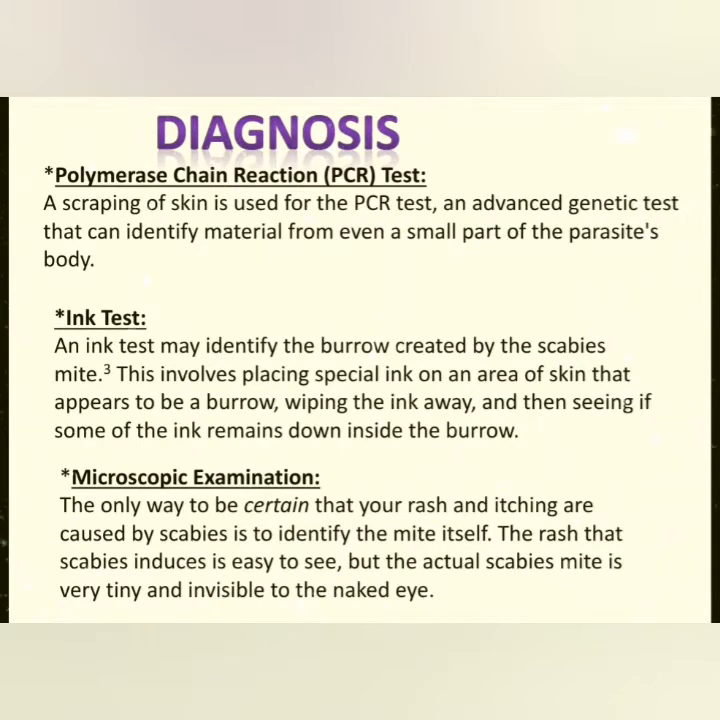Moving on to the diagnosis part. Mainly the PCR is done. PCR is the polymerase chain reaction test, in which a scraping of the skin is used. It is an advanced genetic test that can identify material even in a very small part of the parasite's body. So this PCR is done to diagnose whether it is scabies or not.